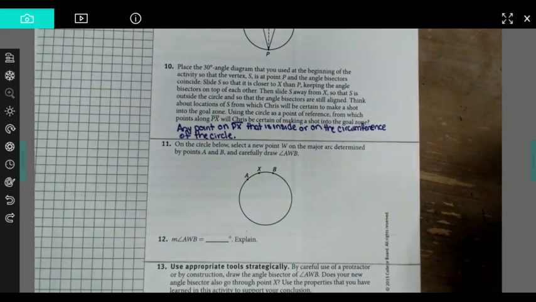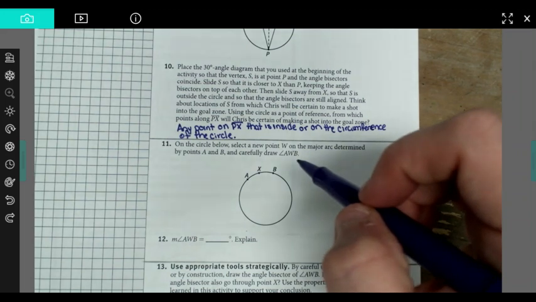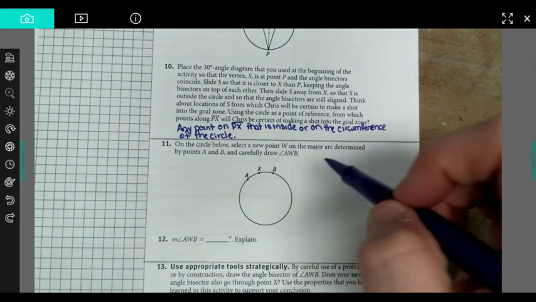Number 11. On the circle below, select a new point W on the major arc determined by points A and B and carefully draw angle AWB.